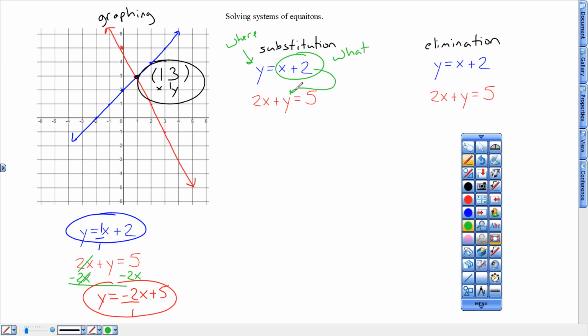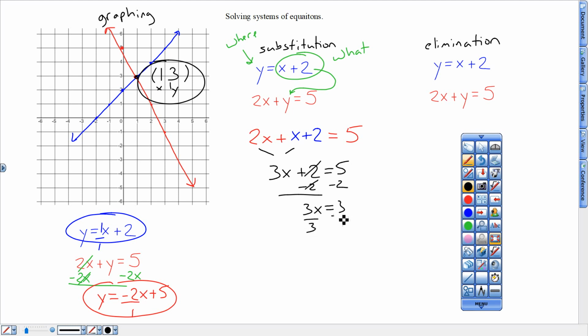So when I substitute that second equation, I still have 2x there, but where that y used to be, that red y, I don't have that anymore. Now I'm replacing that with x plus 2, what represented y from the other equation. Then I still have 5 right there. Combine like terms, gives me 3x plus 2 equals 5. Take away 2, that'll give me 3x equals 3. Divide by 3, and there it is. There's half my answer. There's the 1, just like that graph showed.